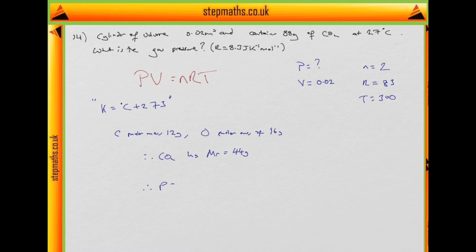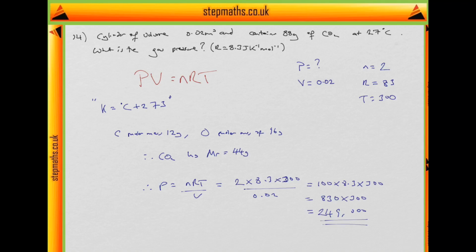So therefore, we know P is nRT over the volume, which is 2 times 8.3 times 300 over 0.02. Well, 2 divided by 0.02 is 100. So that's 100 times 8.3 times 300, which is equal to 830 times 300, which comes out to 249,000, i.e. 249 kilopascals.